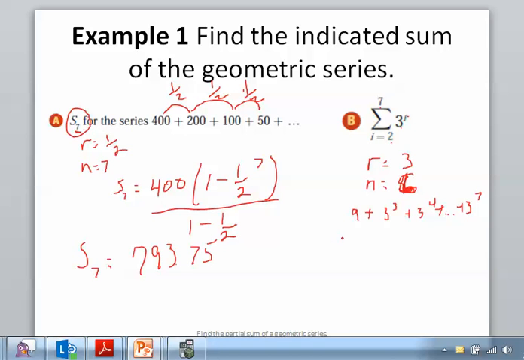Well, let's go ahead and use the formula now. So we're going to use a sub 1. Well, a sub 1 in this situation is going to be a 9 times 1 minus 3 raised to the 6th power divided by 1 minus 3.